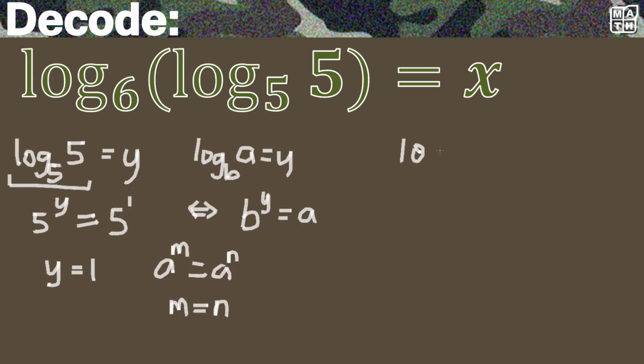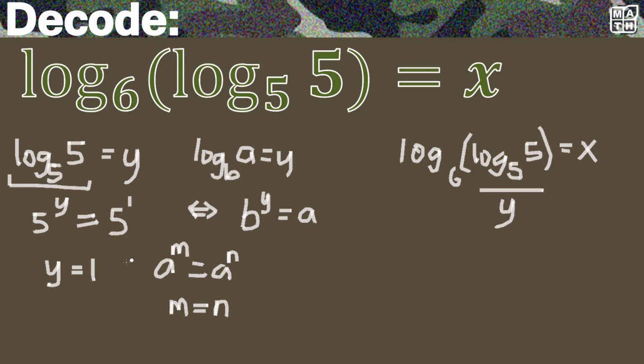We have here the logarithm of the logarithm of 5 to the base 5, to the base 6, and we represent this as x. We know the inner logarithm to be equal to 1 already because this is represented by y, to which we solved earlier as 1. In short, you have here the logarithm of 1 to the base 6 is equal to x. Let's apply the transformation. You have 6 to the power of x is equal to 1. What do you think is the value for x here?